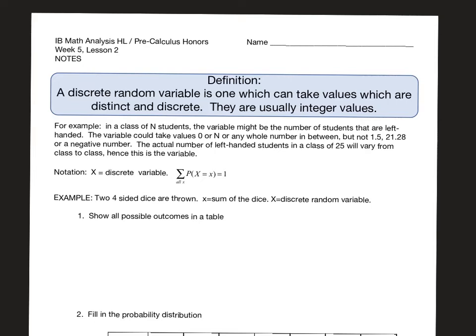Week 5, lesson 2. All right, so this lesson is about something called discrete random variables. I'll let you read the definition in the box, and then there's an example that you can take a look at down here. And then there's some new notation.